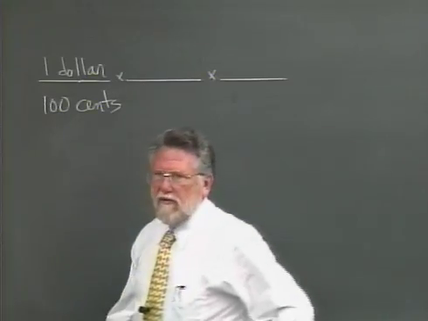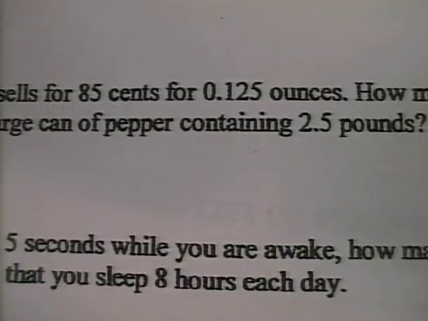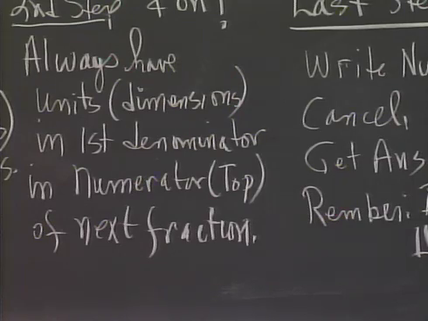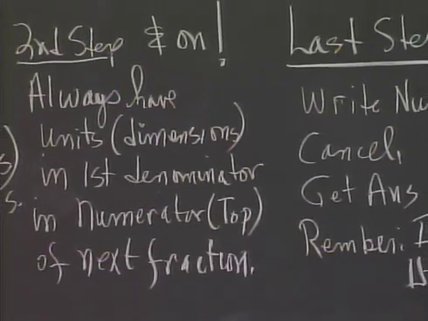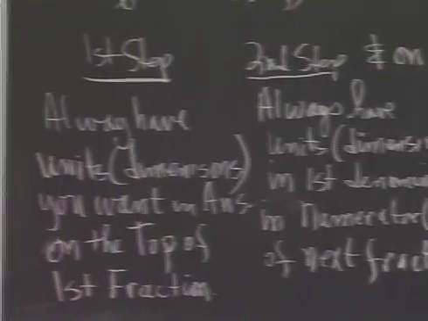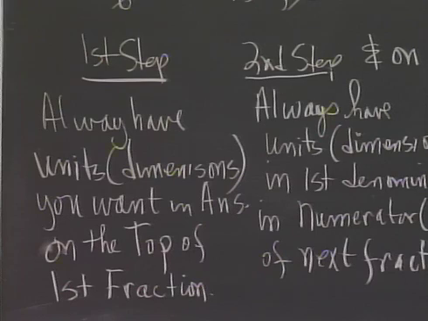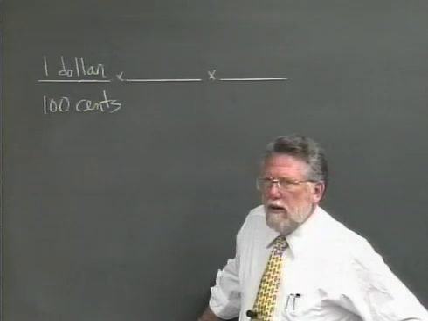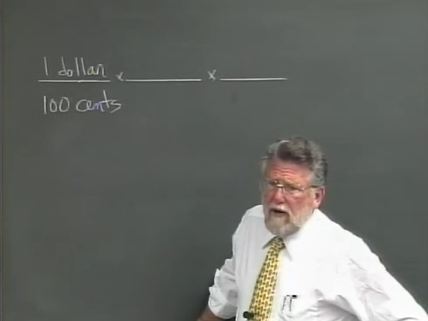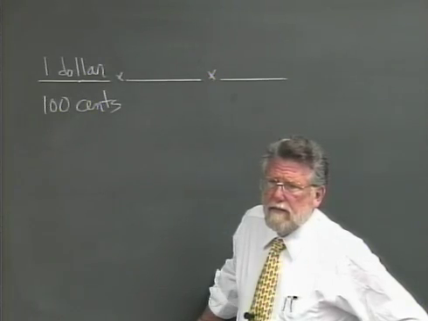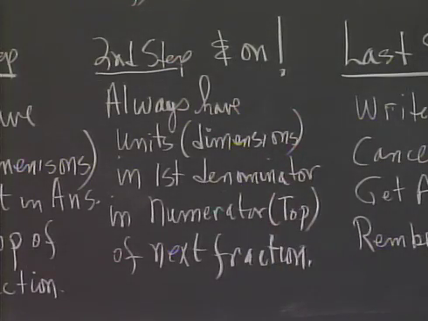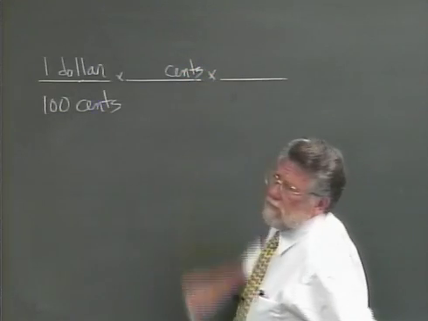That's my first step. Back to the front board, first step. Always have the units or dimensions you want in the answer on the top of the first fraction. And as I come to the sideboard, that's what I've done. Back to the front board, second step. Always have the dimensions or units in the first denominator in the numerator of the next fraction. So that must be cents.